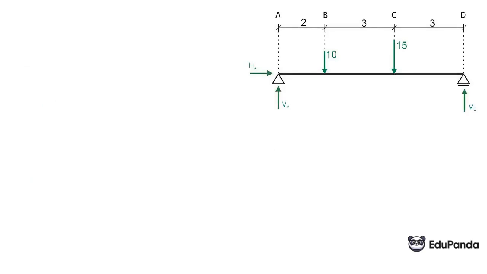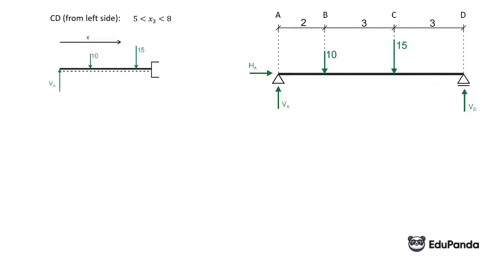Okay, so first I will do it as before. That is from the left side, interval CD from the left side. So I cover the right side again and see all the forces that are from the left side. So we now have this 15. This interval is from x3, from 5 to 8. So the shear force in the interval CD, that is QCD from x3, and what forces do we have?